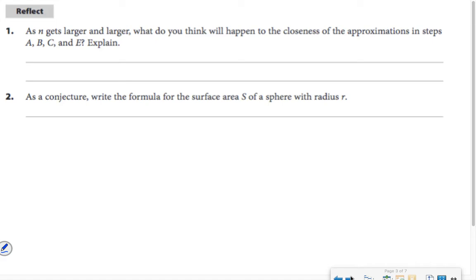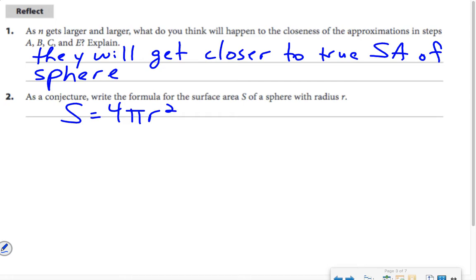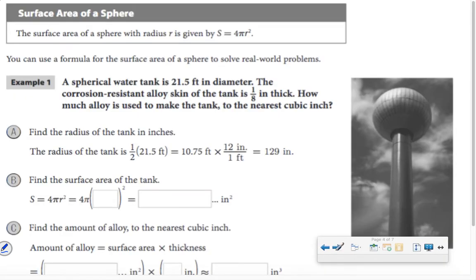As n gets larger and larger, what do you think will happen to the closeness of the approximations in steps A, B, C, and E? They will get closer and closer to the true surface area of the sphere. So once again, S would equal 4 pi r squared. And lo and behold, here it is as our official formula.